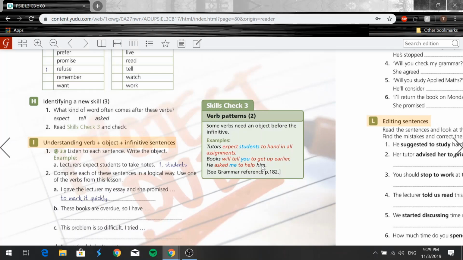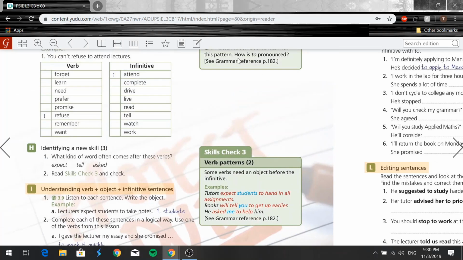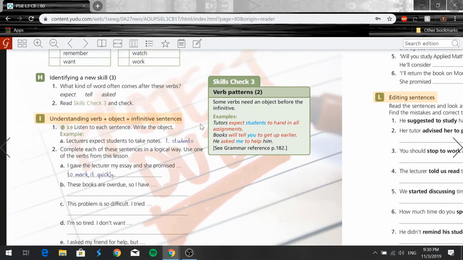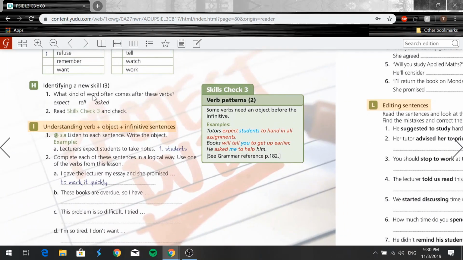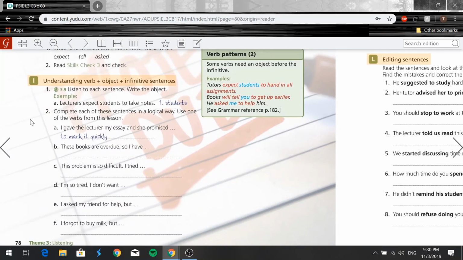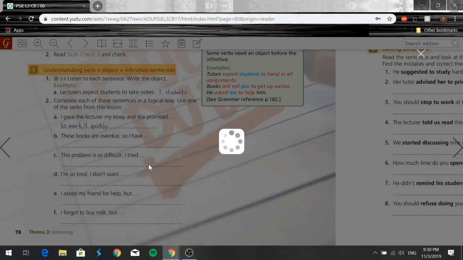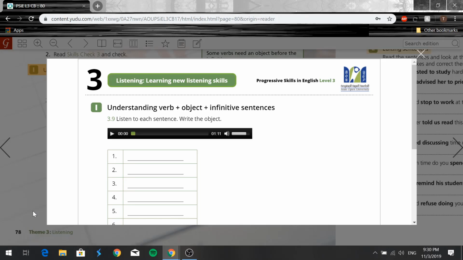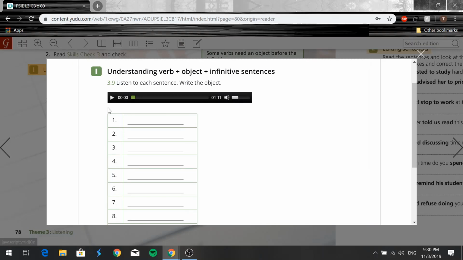He asked me to help him. Okay? So it's basically the same verb pattern, but you need an object. Okay? What kind of word often comes after these verbs? So expect, tell, asked. Well, like we said, you need an object here. Okay? So yeah, pretty simple stuff. Easy so far. Now let's go to exercise I. Understanding verb plus object plus infinitive sentences. Alright, so we're going to be listening to some sentences and we're going to have to write the correct object. Okay, so here we go. Get ready. Track 3.9.